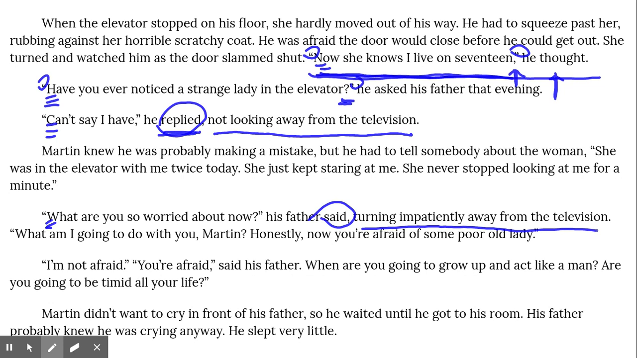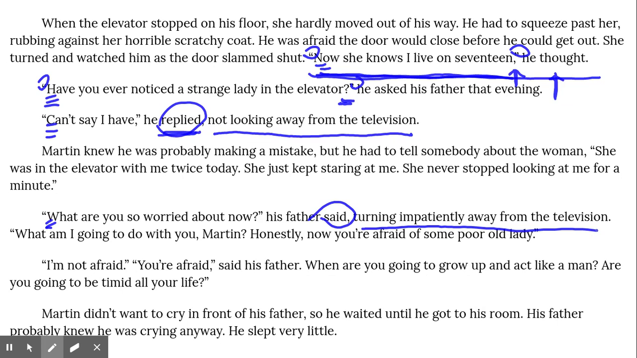So the author's not just having the characters talk and saying, have you noticed a strange lady on the elevator? Can't say I have. What are you so worried about? You're afraid. I'm not afraid. Without telling us what they're doing. They need to tell us what's happening while the characters are having dialogue and conversation in order to make this sound like a realistic conversation.